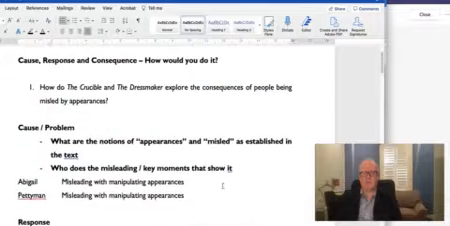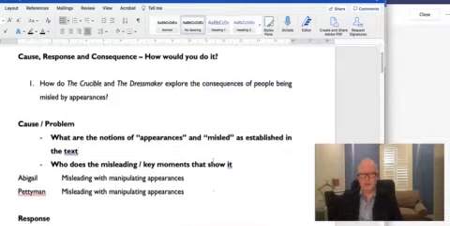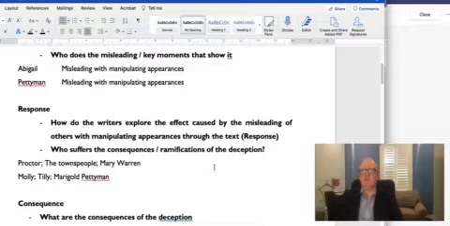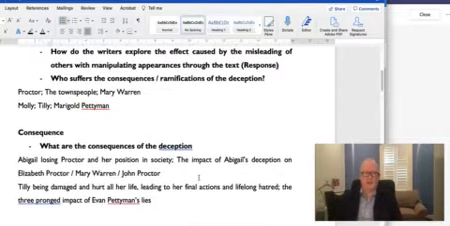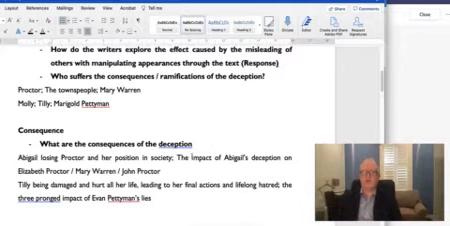Because I've been looking at this topic, you could talk about misled by appearances to start with the cause, and then the consequences. And that's what you could do in the response. You're talking about how they're exploring it through the text. And then the consequence is, what are the consequences of the deception?